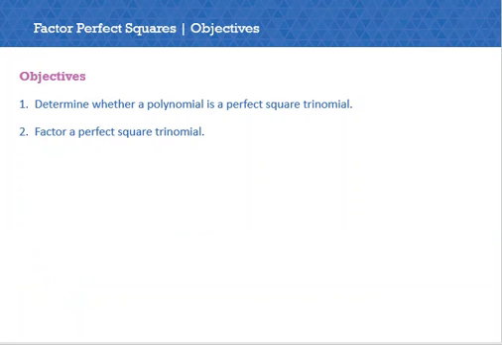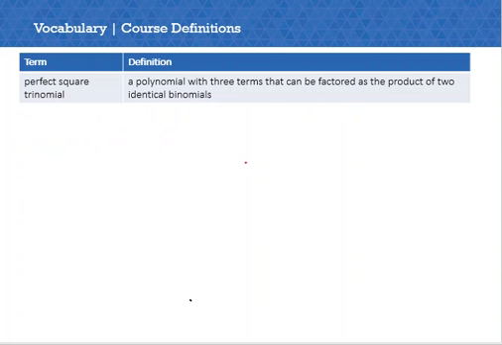How do we actually determine if a trinomial is indeed a perfect square, and how do we factor it? The definition of a perfect square trinomial is that it is a polynomial with three terms, or trinomial, that can be factored as the product of two identical binomials. But let me show you a geometrical representation of a perfect square.